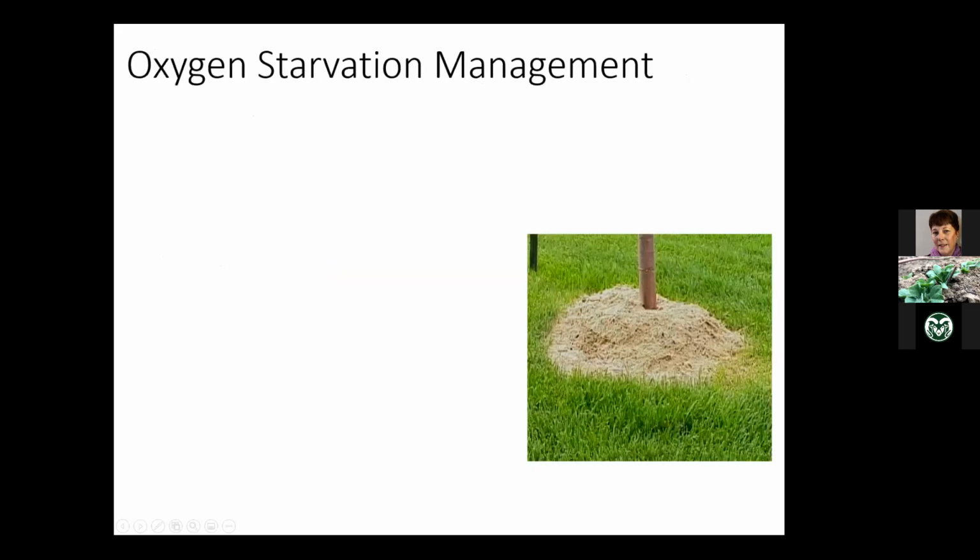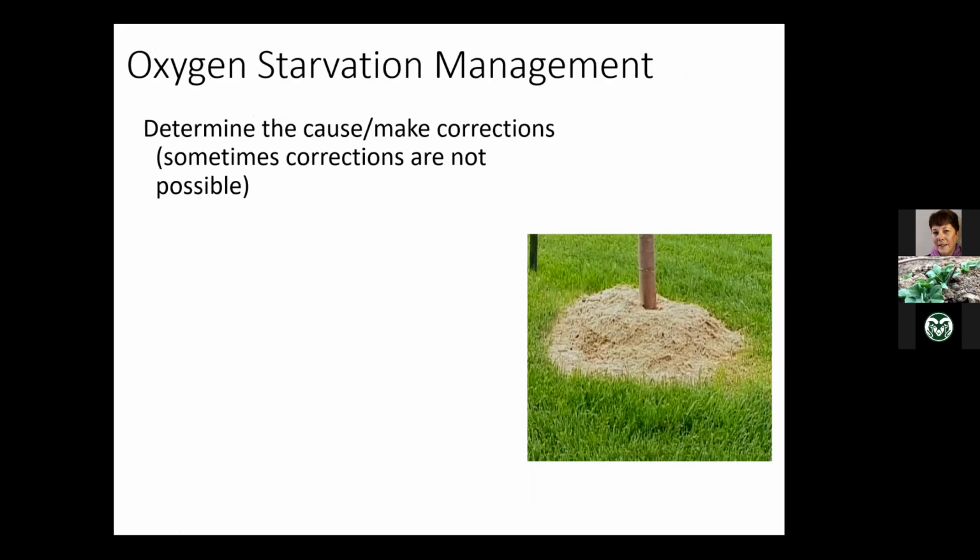So how do we manage this? Well, determine the cause and make corrections. That being said, if it's something like a mulch volcano, yeah, move that mulch away from the base of the plant. Sometimes corrections are not possible though, simply because if the tree is planted too deep, we may not be able to lift it up.